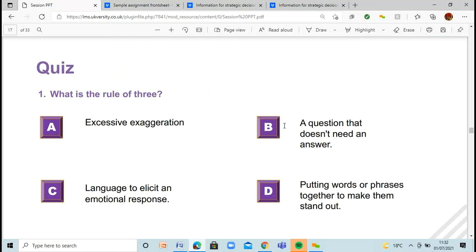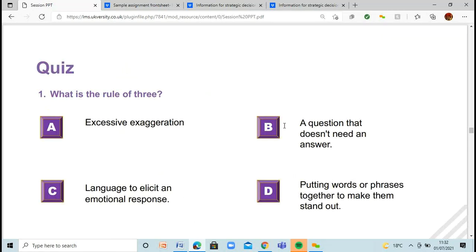So, on to our quiz on here. So number 1, what is the rule of 3? Is it excessive exaggeration? A question that doesn't need an answer? Language to elicit an emotional response, or putting words or phrases together to make them stand out? Which one do you think it is? A, B, C, or D?